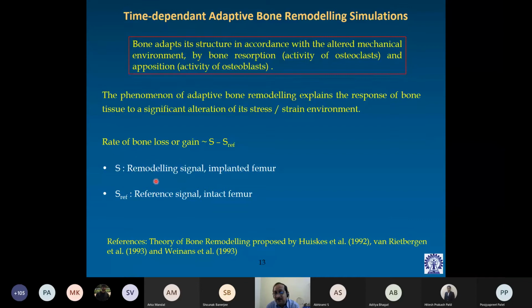Now, what is the remodeling signal? S is the altered situation due to implantation, or any other external perturbation. So S refers to the remodeling signal, and this is after surgery. What we do is basically take the difference between S and SREF, the difference between the two signals, which is related to bone loss or gain. This is the main concept behind the formulation of the theory of adaptive bone remodeling.